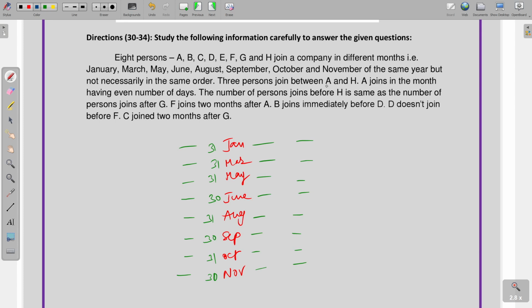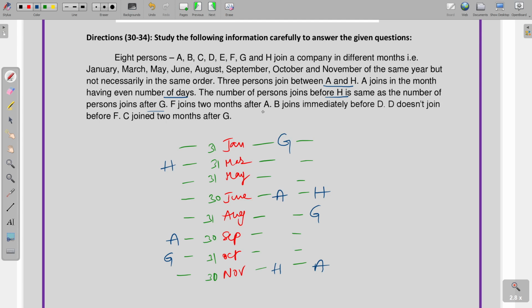3 persons join between A and H. A joins in the month having an even number of days. Between A and H we have 3 persons. So A is placing here, and A is placing here, second possibility, and A is placing here, third possibility. Between A and H there are 3 persons, 1, 2, 3. Here H is placing. Next, the number of persons who join before H is the same as the number of persons joining after G. So before H 1 and after G 1. So before H and after G, before H 3 and after G 3.